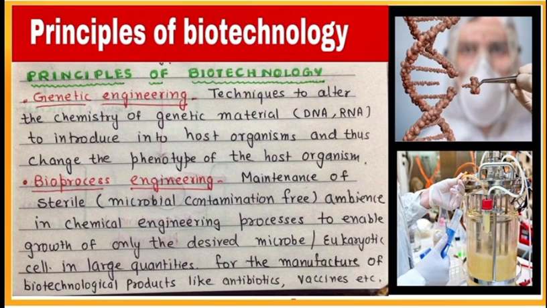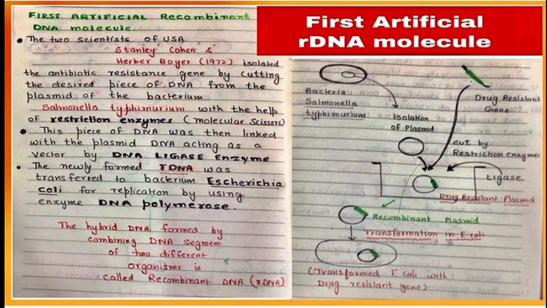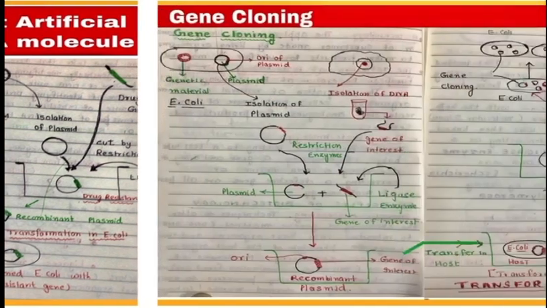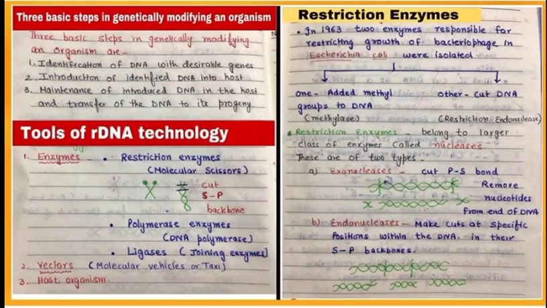Two core techniques that enabled birth of modern biotechnology. See the steps involved in construction of first artificial recombinant DNA molecule and steps involved in gene cloning process. Note three basic steps in genetically modifying an organism and then tools of recombinant DNA technology.